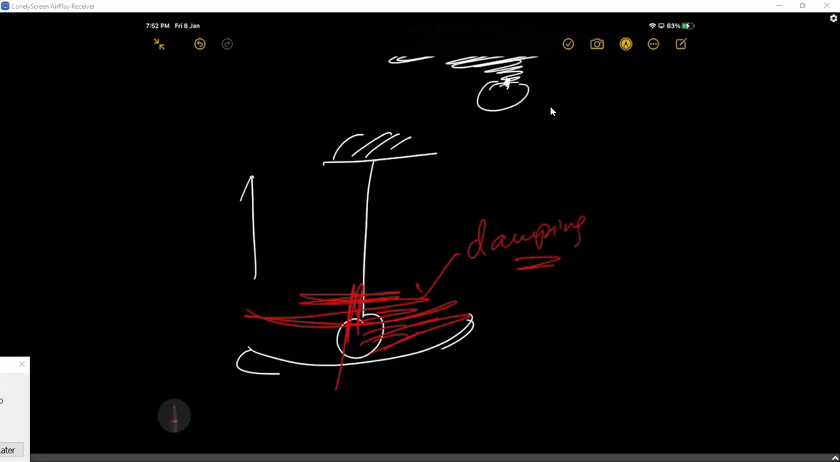So what does damping mean? The word damping is something that slows it down. It makes things die down. The things which are oscillating, which are moving, slowly die and come to rest. That is a property called damping.